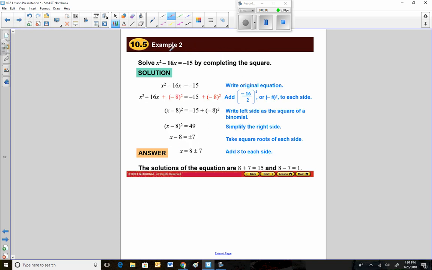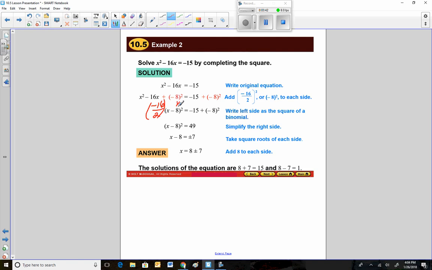All right, here's example 2. You get this nice long equation. It says solve by completing the square. So I have x squared minus 16x, and I leave the negative 15 over here. What I do is I take the middle term, negative 16 technically, divide by 2, and square it. So that's negative 8, and it's supposed to go right there. It's supposed to be our c value. We're supposed to square it. So basically, they skipped a step here.